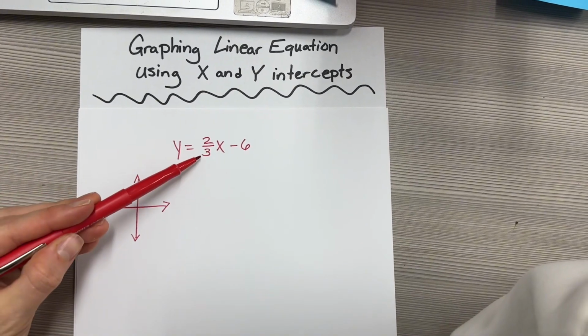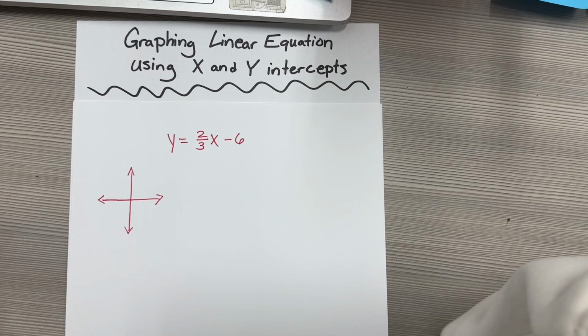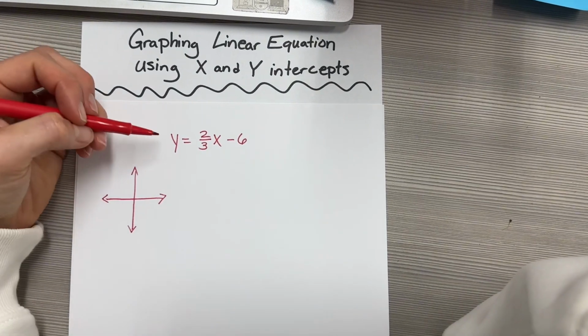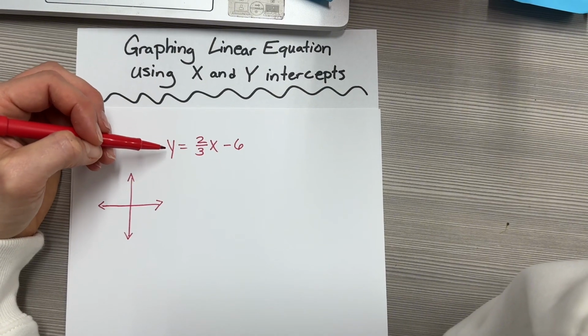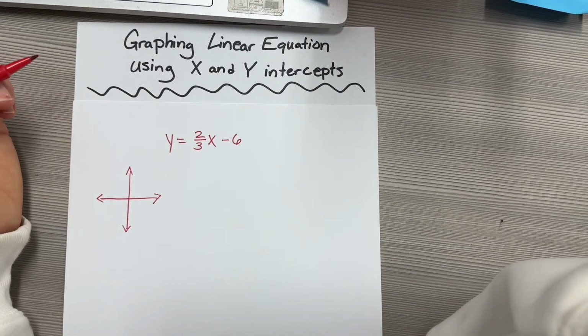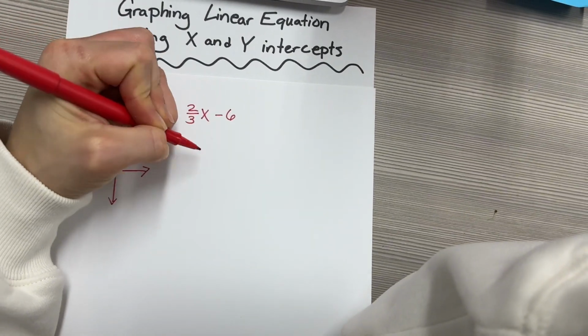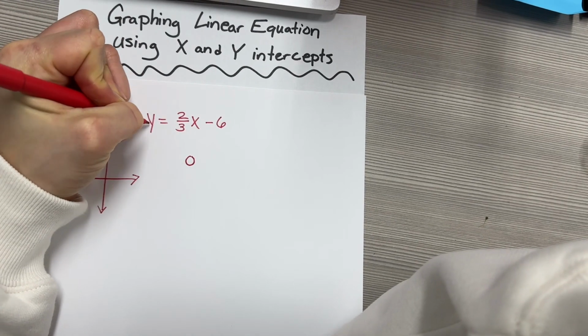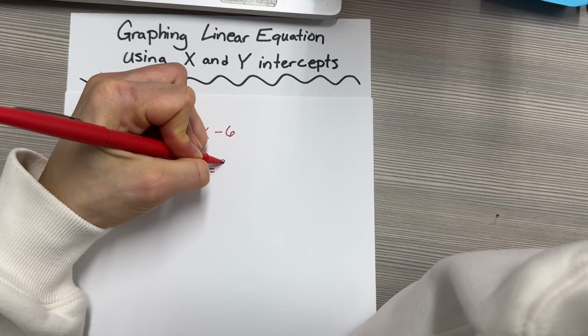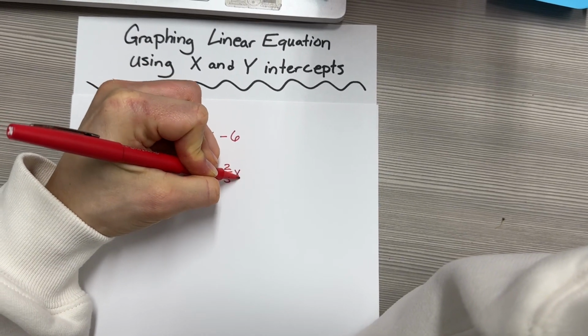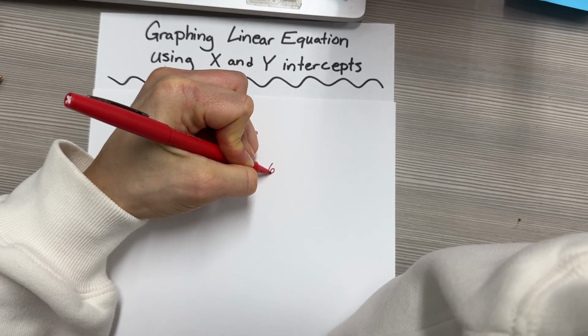So we've got a fraction here, but we're going to solve it the exact same way as before. We need to solve this function 2 times. First time we're going to make our y 0. The second time we're going to make the x 0. So I'm going to go ahead and write this over here. Again, starting off, we're going to make y 0. So instead of y, I'm putting 0. So 0 equals 2/3 x subtract 6.